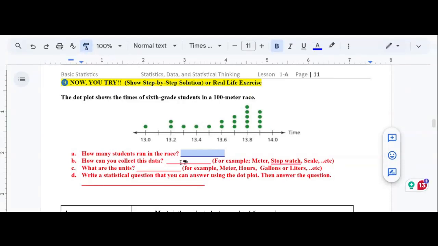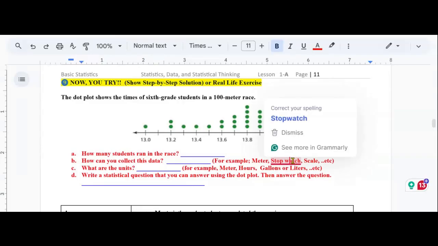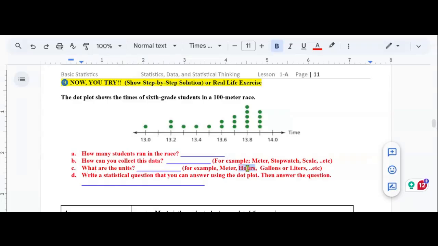20. Okay. How can you collect the data? You time it. Right, stopwatch, right? What else? Meters, stopwatch, scale, okay. What are the units? Seconds, meters, hours, gallons, liters, which one? Seconds. Write a statistical question that you can answer using the dot plot, then answer the question.